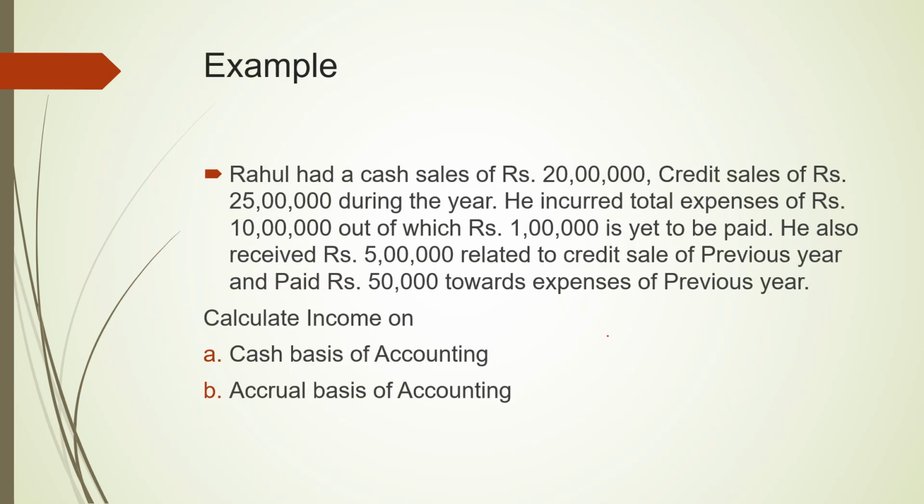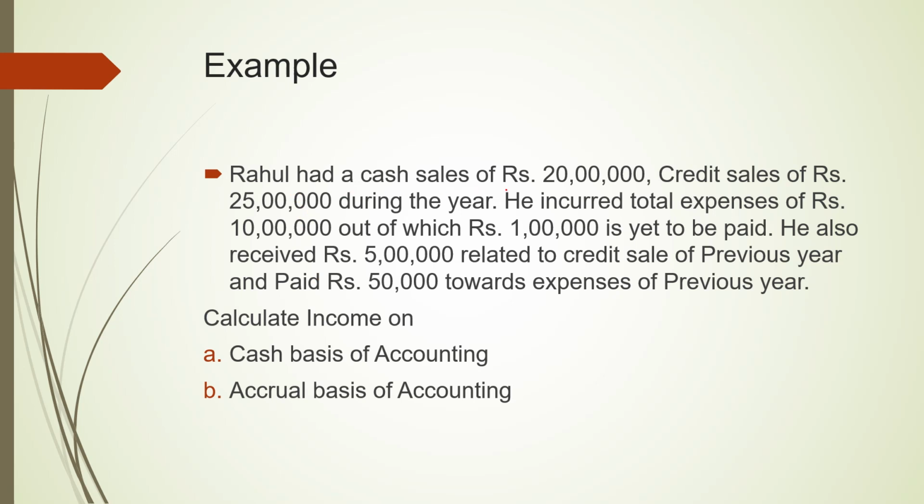So look at this example. We will learn how to calculate the income when cash basis of accounting is followed and when accrual basis of accounting is followed. It is with the same information. You will see how the income would be different under these two methods. Now, let us look at the example.